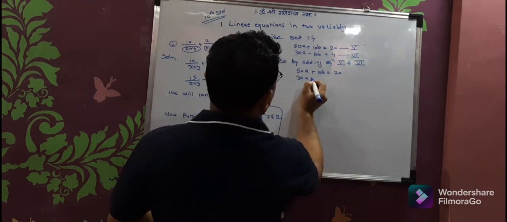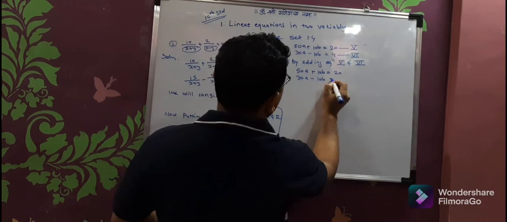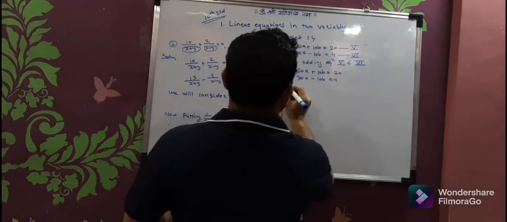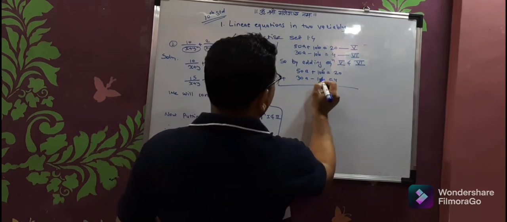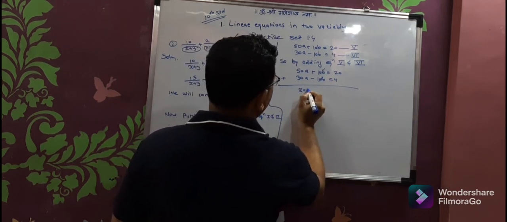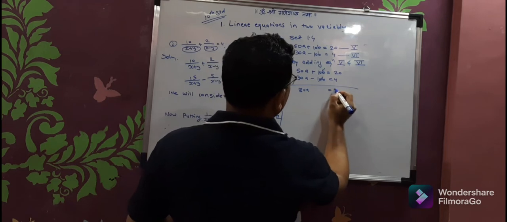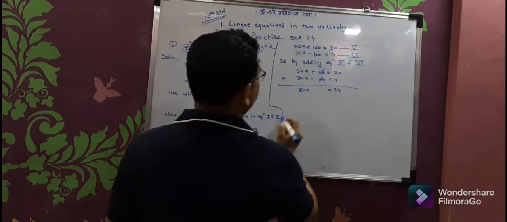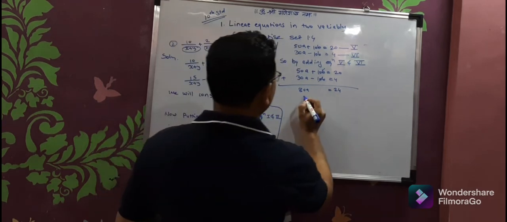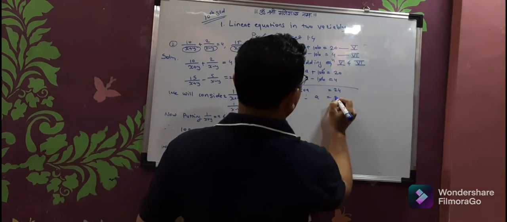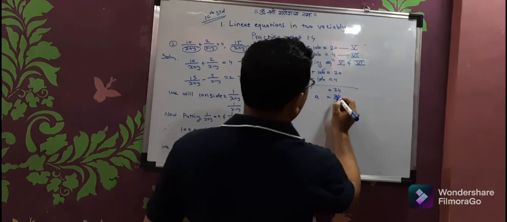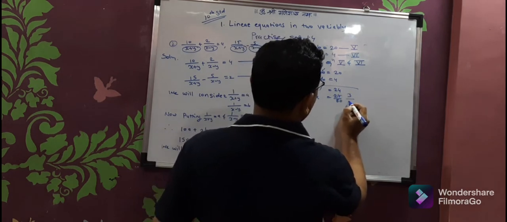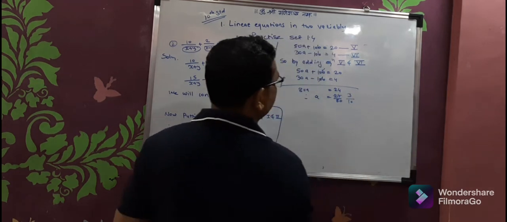Then 30a minus 10b is equal to 4. Plus 10b and minus 10b will get cancelled. This is 80a and this is 24. So what is the value of a? A is equal to 24 upon 80. So 8 3s are 24, 8 10s are 80.